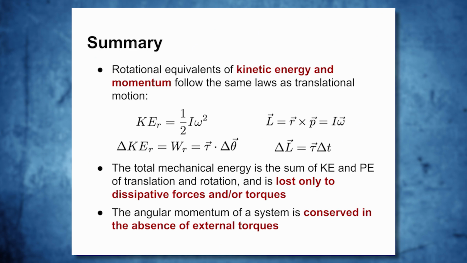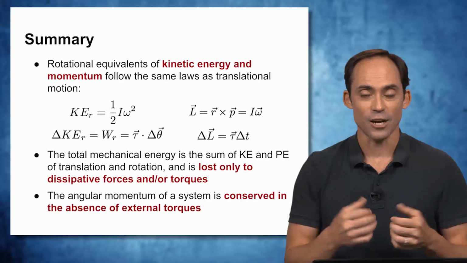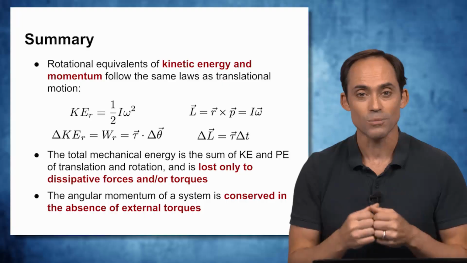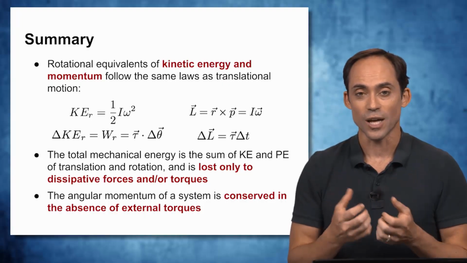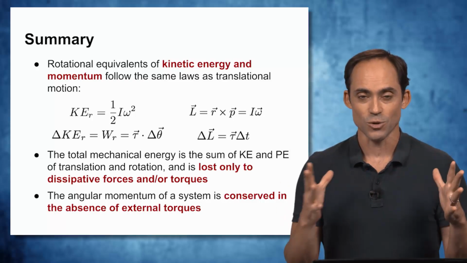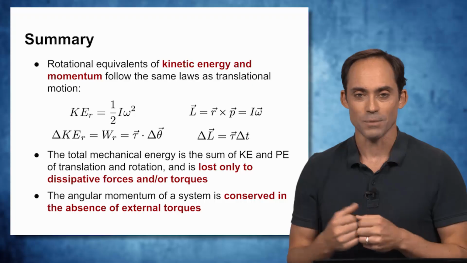So to summarize, we've got these two additional rotational quantities, kinetic energy of rotation and momentum of rotation, or angular momentum. And they have identical expressions to our translational forms, just substituting in our moment of inertia for mass and our angular rate for velocity. And just like kinetic energy for translation, there's a kinetic energy of rotation that has a work term. Change of that is due to work. There's also potential energy of rotation. And the total energy of a system is the sum of all of these energies: translation, rotation, kinetic, and potential.